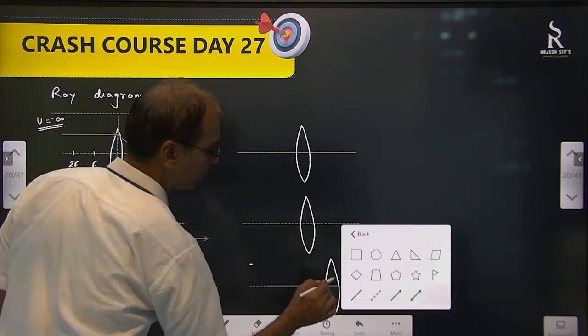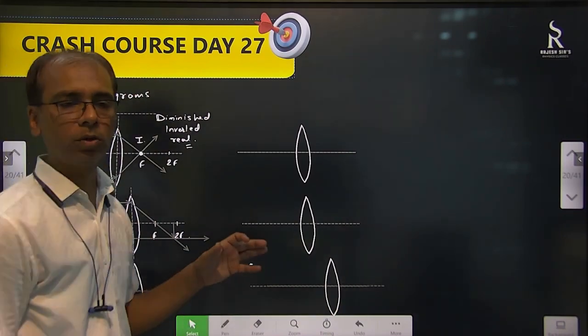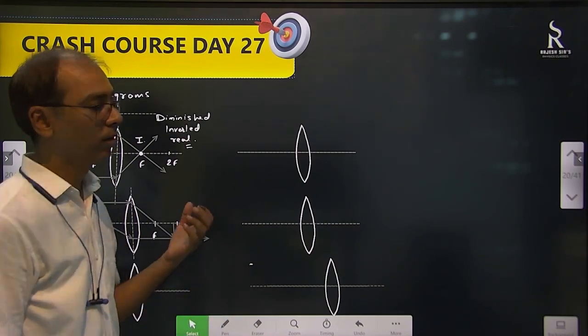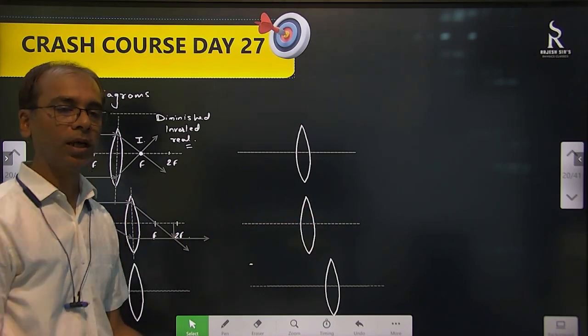The difference will come only in the final image, because always remember, a convex lens is very similar to a concave mirror because both are converging. In the same way, a convex mirror and a concave lens have similarity because both are divergent. Okay.